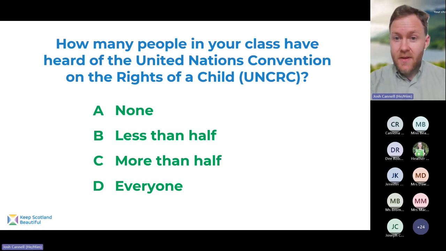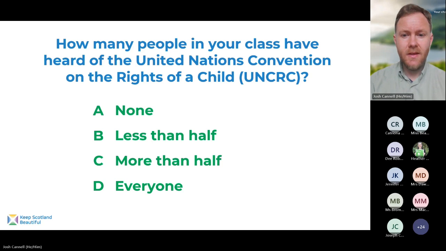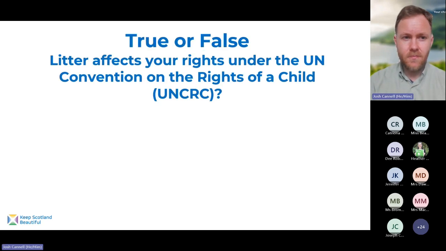So the UN Convention on the Rights of a Child, or the UNCRC, it's an important legally binding agreement signed by 196 countries as of 2 years ago, which outlines the fundamental rights of every child, regardless of their race, religion, or abilities. So it's a really important agreement that's been signed up to by 196 countries, including ours.